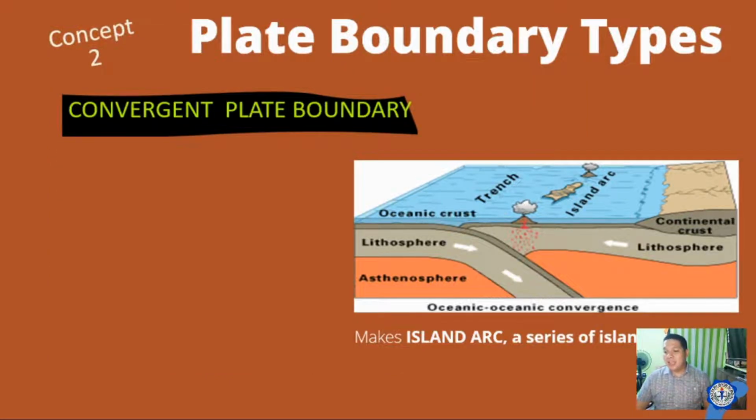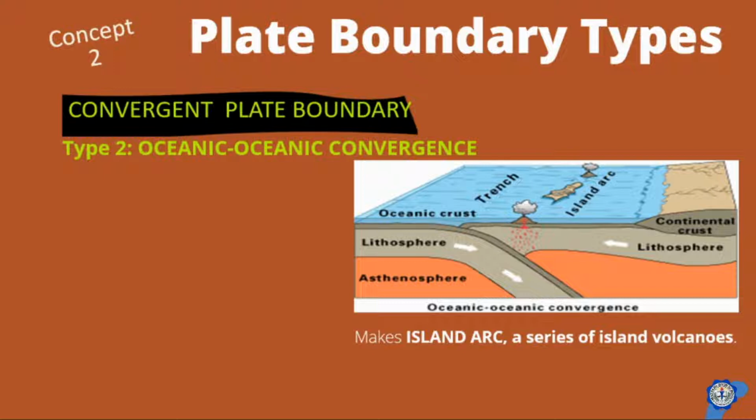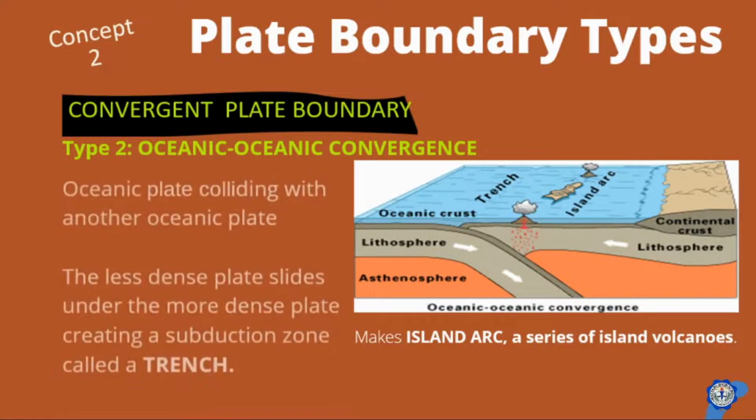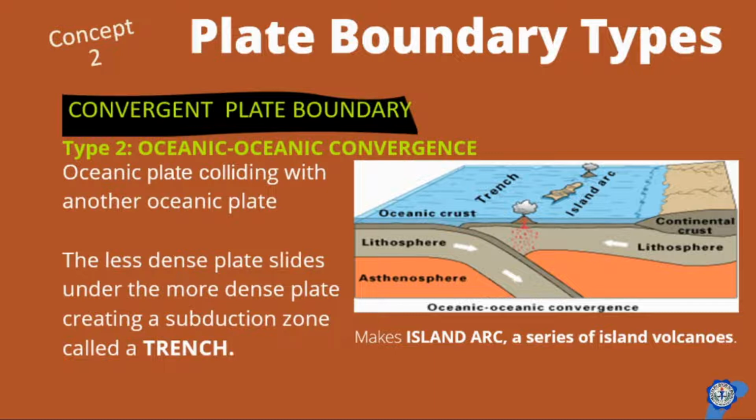Next, let us move to the second type. The next type is what we call the oceanic convergence. In oceanic convergence, the oceanic plate collides with another oceanic plate. So here it goes, the less dense plate slides under the more dense plate, creating a subduction zone called a trench. So because of this type of convergence, it now makes a volcanic arc or a series of island volcanoes illustrated on our picture.